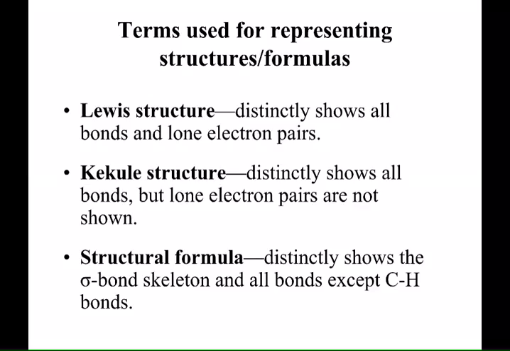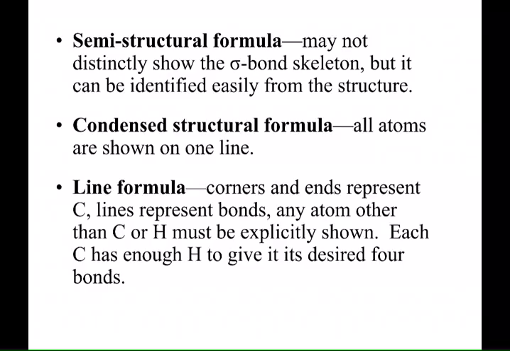Kekulé structure has no electron pairs, and structural formulas, in general, get more and more vague as you go down. So structural formula is kind of even less. I'll show you some examples: semi-structural formula, condensed structural formula, and line formula. Now on the test, I don't ask you which is which, but I'm going to talk you through some examples. Line formula is the least; with line formula, you have to use the most imagination.